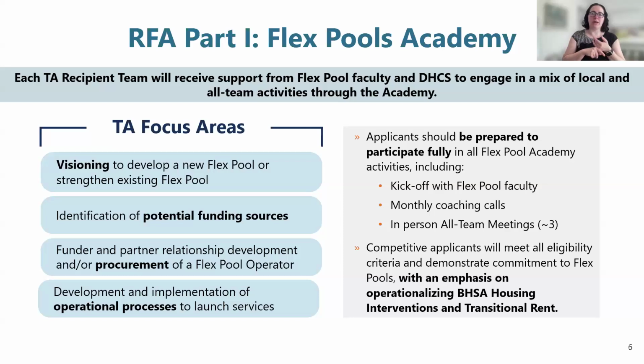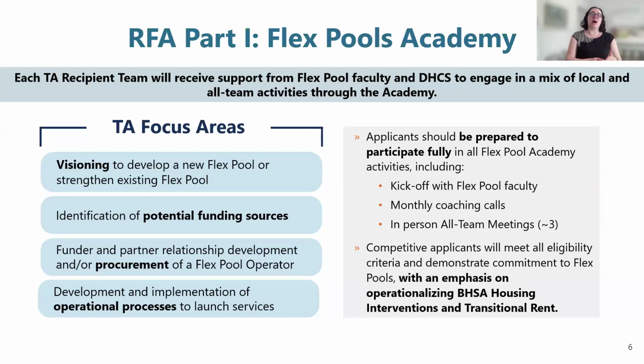One thing you might need help with and need TA support with is visioning. What do we want this flex pool to be, or how do we want to strengthen or formalize our existing flex pool so that it really works for the Behavioral Health Services Act, transitional rent, and all the other new opportunities in our very uncertain landscape? Maybe it's about going deeper into your funding sources. How do you braid them together exactly? What should you buy with what? What does that sequencing look like?